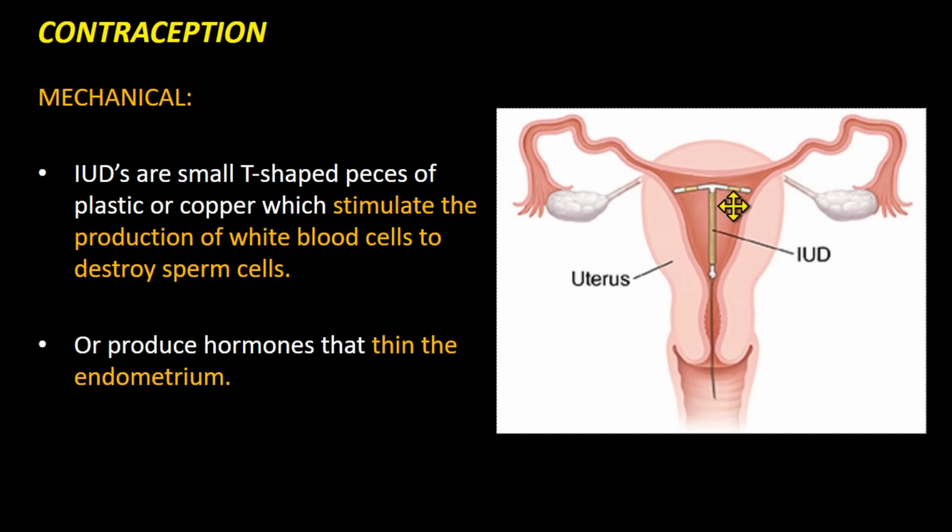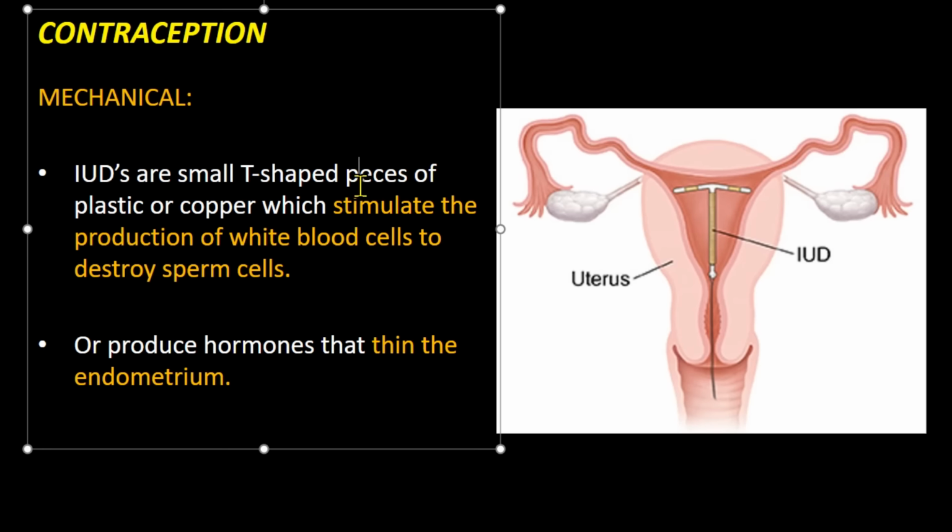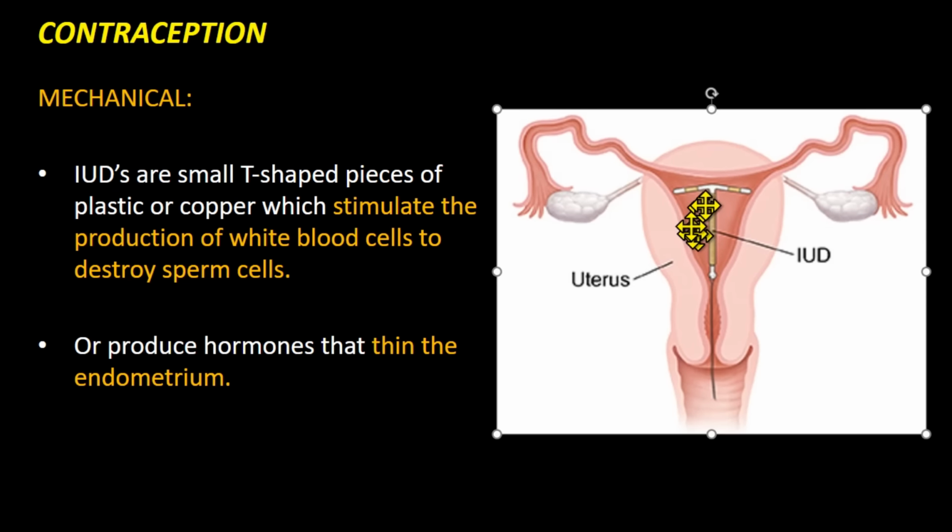So here we have the mechanical method now, which is the use of IUDs or intrauterine devices. These are small T-shaped pieces of plastic or copper which stimulate the production of white blood cells to destroy the sperm cells. Sometimes the IUDs would produce toxins that would be poisonous to the sperm cells. They could also produce hormones that would thin the endometrium to prevent implantation from occurring.